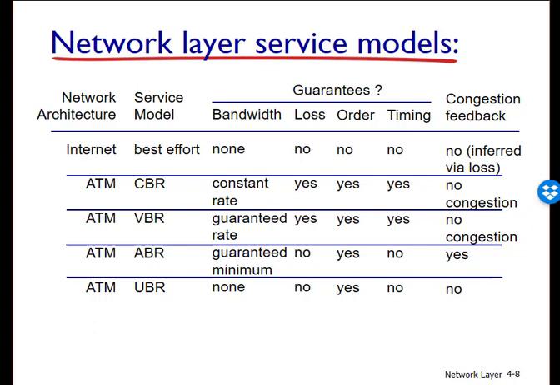Additionally, ATM's available bitrate service can provide feedback to the sender in terms of a congestion notification bit or an explicit rate at which to send that controls how the sender adjusts its rate between the minimum constant rate and the available peak cell rate.